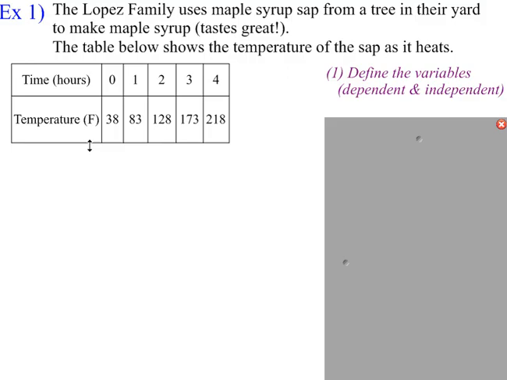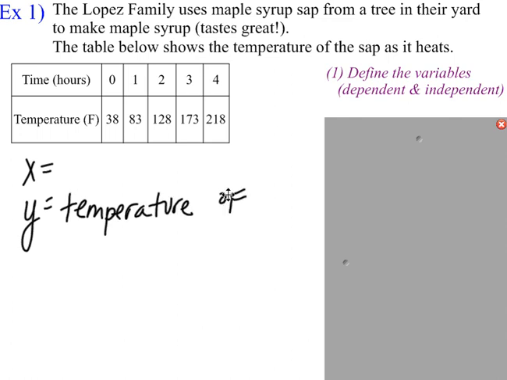So what we have to do when we're going to start to look at this table and write an equation, we need to first start out by defining our variables, the dependent variable and the independent variable. We know that the independent variable is x, and the dependent variable is y. When we look at this story, we know that the temperature, how hot it gets, depends on how long it's going to sit on top of the stove and get hot. So our y is going to be our temperature, and that's in degrees Fahrenheit. And x is going to be our time in hours.